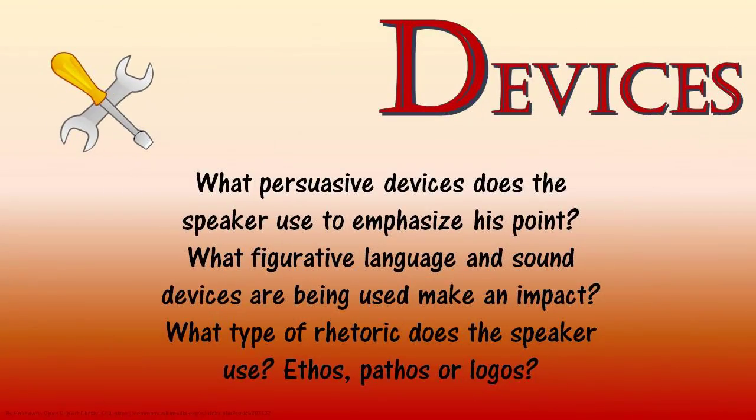The last letter of our acronym is D for devices. What persuasive and literary devices are being used by the speaker? Are they using repetition or other sound devices to sort of make things stick in people's heads? Or are they creating imagery that impacts the audience emotionally? What kind of rhetoric is being used, ethos, pathos, or logos? When you consider this part of the analysis, think about how effective the devices are in supporting or emphasizing the speaker's points.